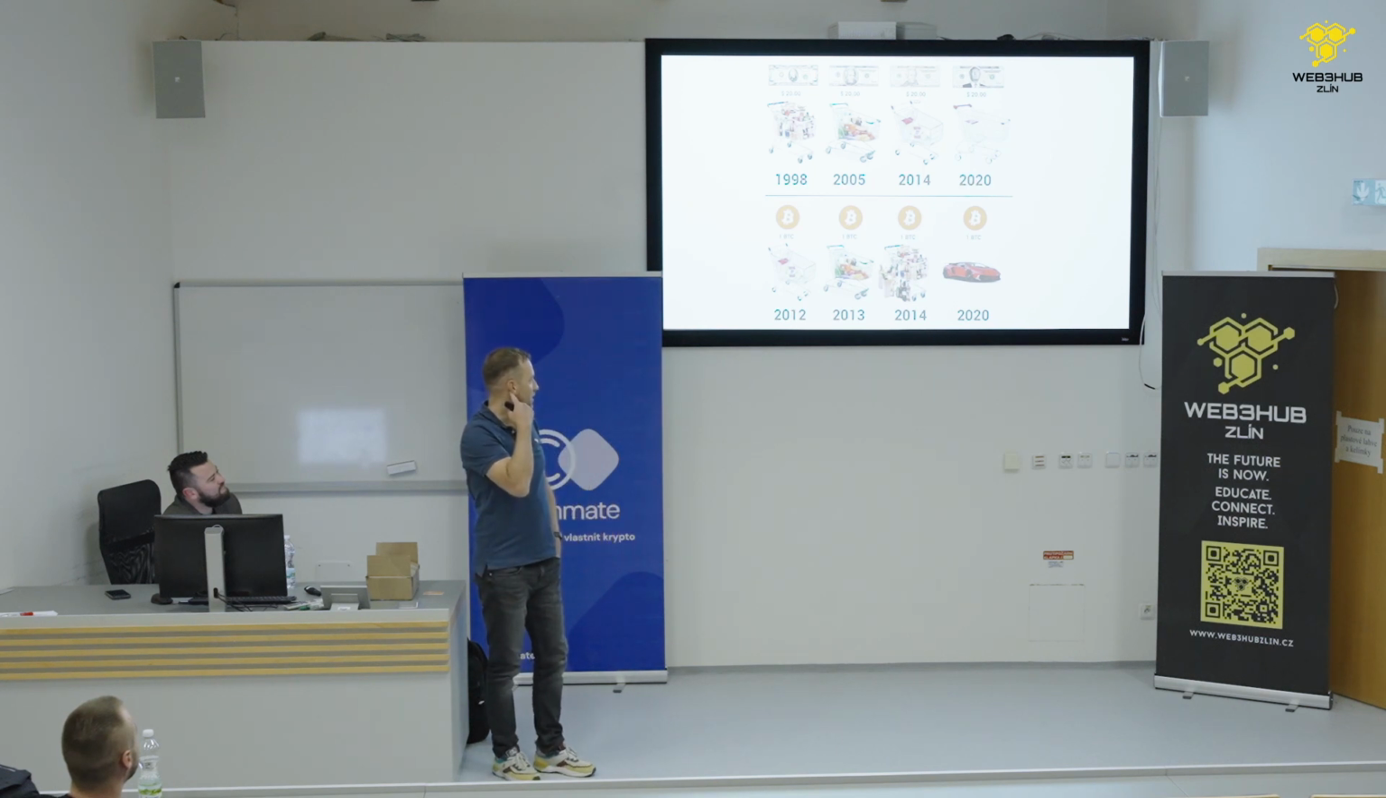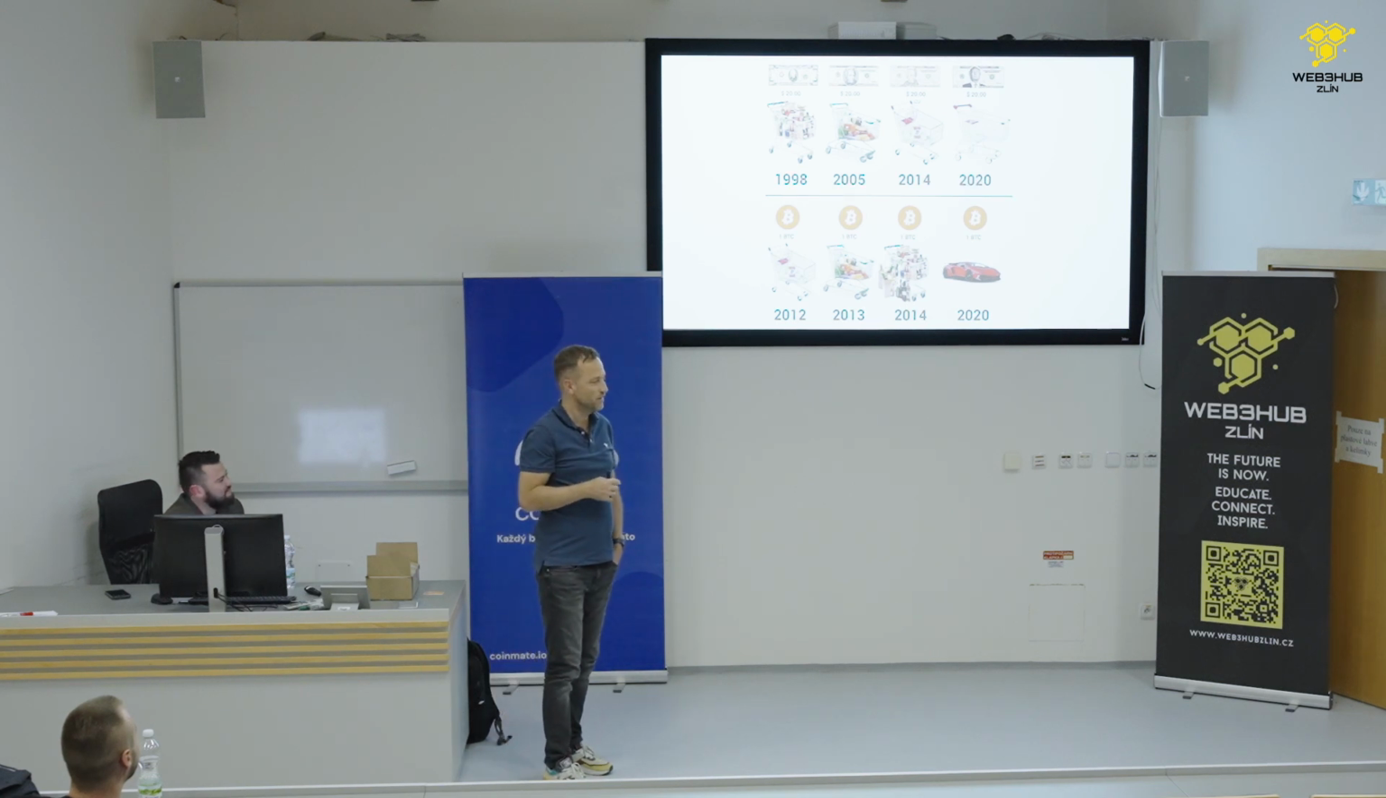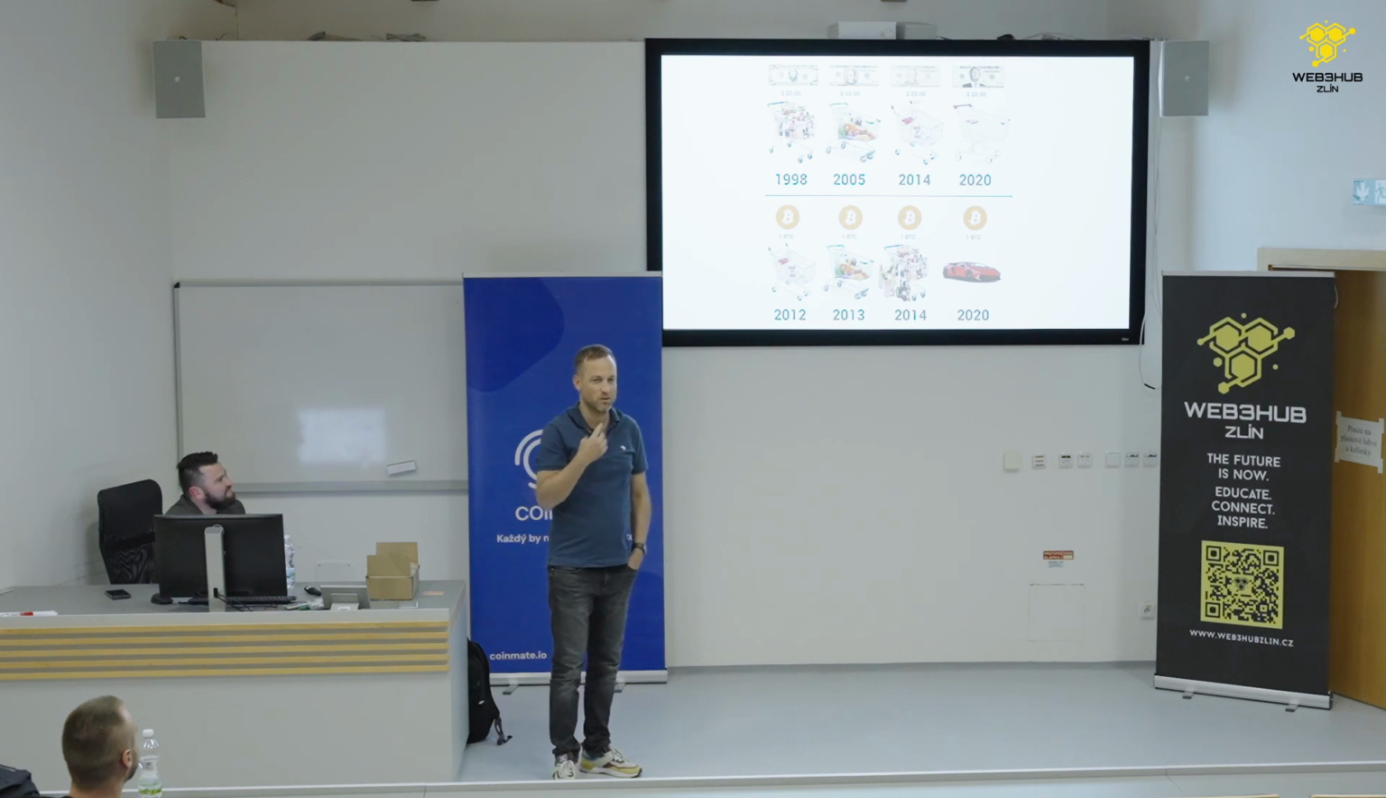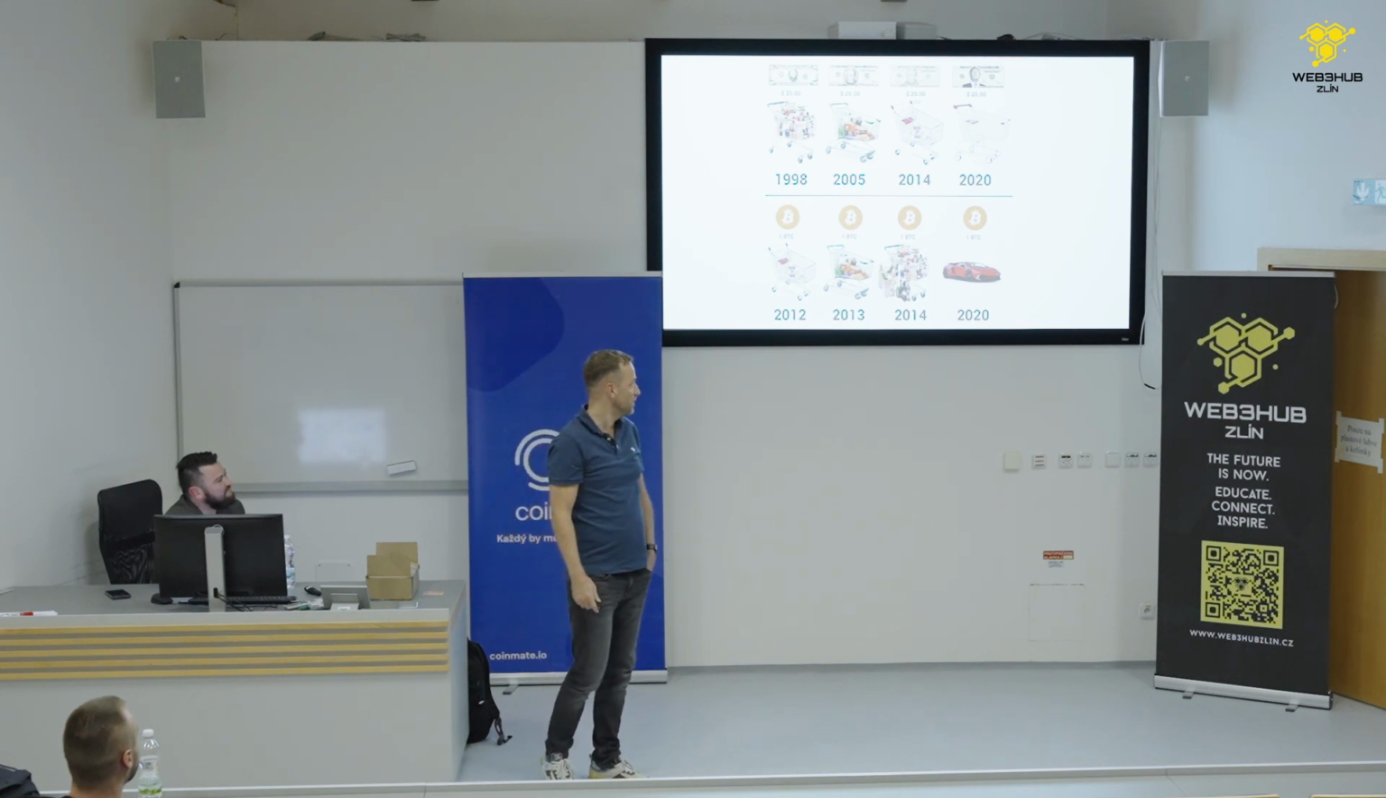Today, you can buy just a decent car for 1 Bitcoin. It depends on the year. In 2021, you could buy a sports car. Today, you can just buy a regular car.